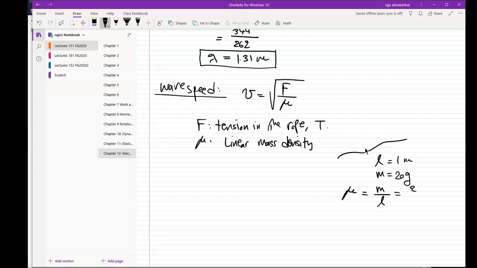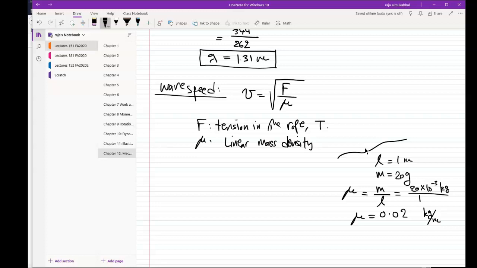So the mass here is 20. I'm going to convert it to kilograms, so times 10 to the negative 3 kilograms, divided by the length, which is 1. So the linear mass density is 0.02. So linear mass density would be that, which is basically kilogram per meter. So simply take the mass of the string, or the rope, or the cable, or whatever it is, and divide it by its own length, and that will give you the value of mu.